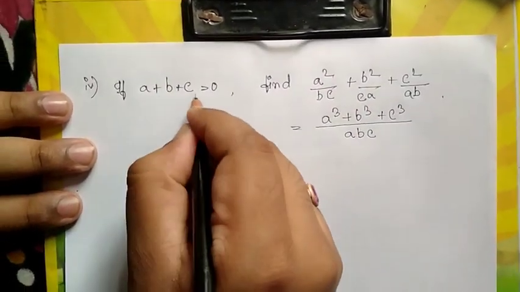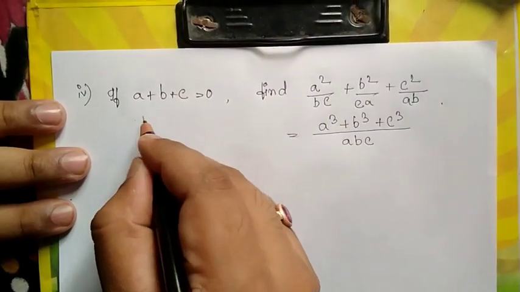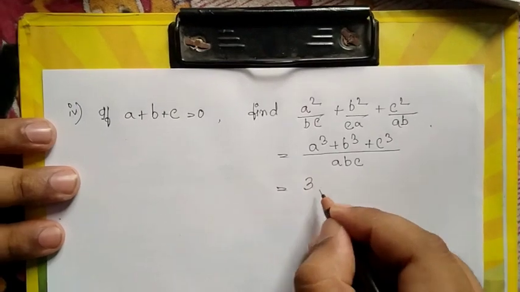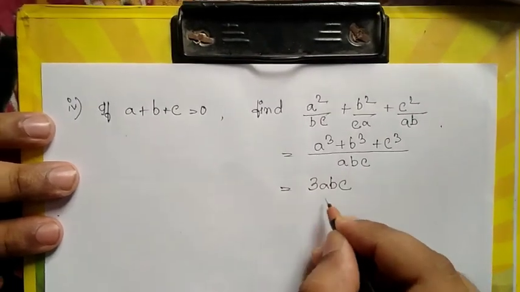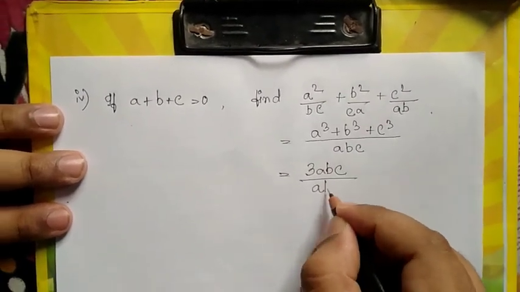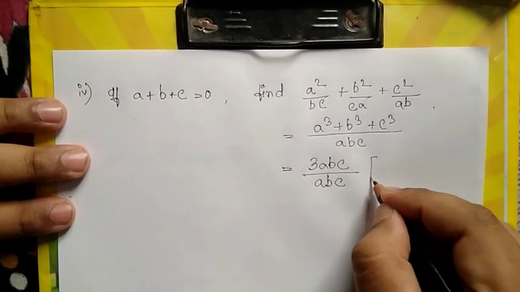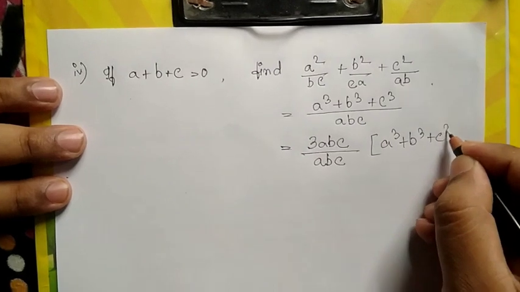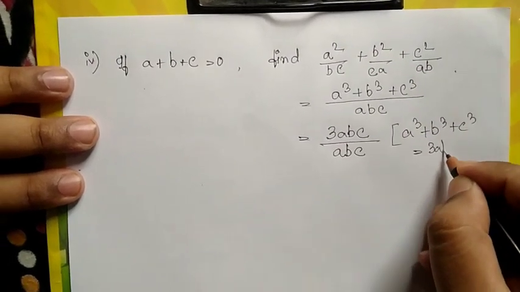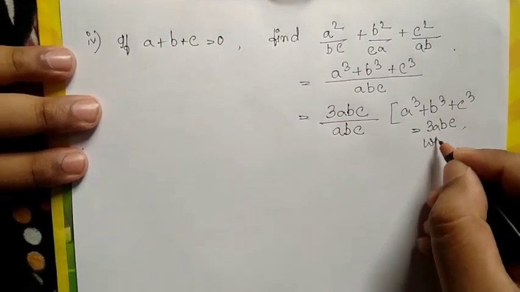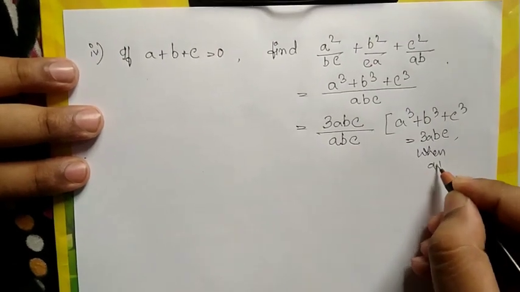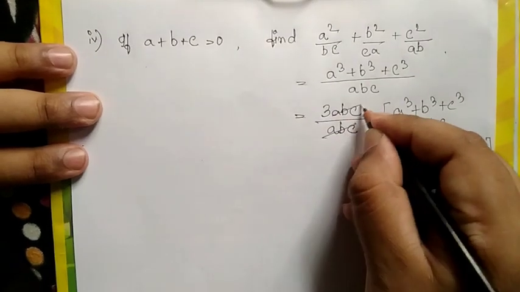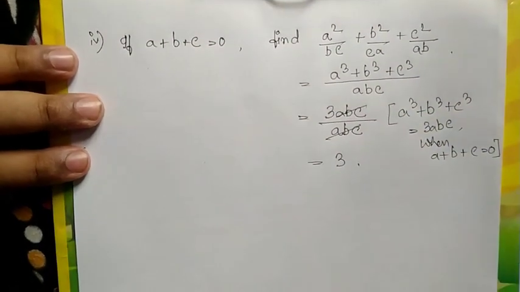Now if a + b + c = 0, then a³ + b³ + c³ = 3abc from the formula. So we can put the formula here: a³ + b³ + c³ = 3abc when a + b + c = 0. The answer is 3.